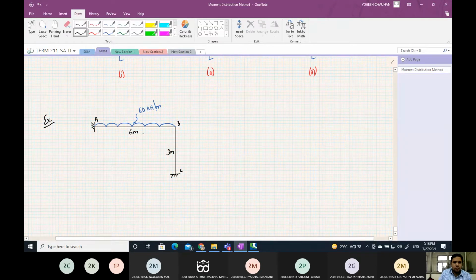Okay, so we have to analyze this frame using moment distribution method. Now, it is given that I AB is equal to 3 times I DC. Okay, and E is constant. E is the same for both the materials. So let us analyze this.